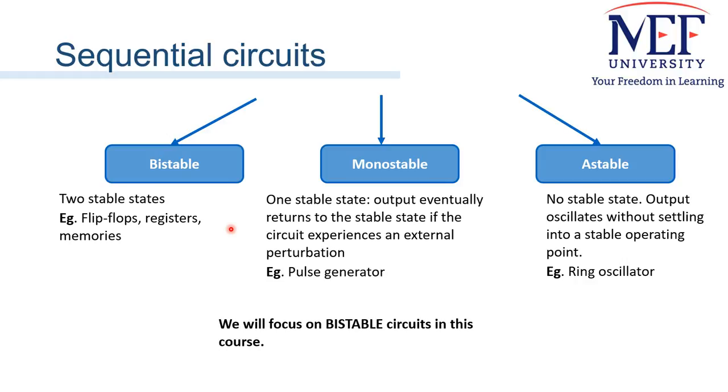Bistable sequential circuits have two stable states, for example, flip-flops, registers, and memories, which we will deal with in the next weeks. The second type is monostable. They have only one stable state, so the output will eventually return to the stable state if the circuit experiences an external perturbation. And astable circuits do not have a stable state. Thus, the output oscillates without settling into a stable operating point.